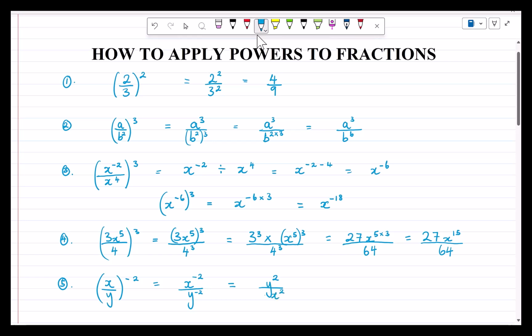So there you have it, guys. This is how you apply powers to fractions: you apply the power to both the numerator and the denominator, such as what we had in example number 1. We applied the 2 to the numerator, which was 2, and we got 2 squared, and we also applied the 2 to the denominator, and we got 3 squared, and then we got our final answer as 4/9. I hope that you learned something, and by now we should be understanding how to deal with indices.